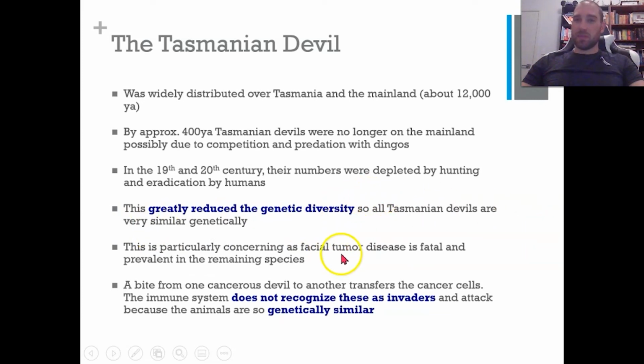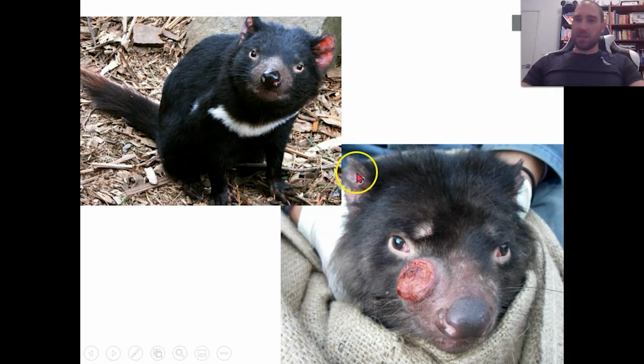This is particularly concerning because there's a facial tumour disease that started appearing in the late 90s, early 2000s. It's very fatal and prevalent in the remaining individuals of the species. Tasmanian devils fight a lot, and a bite from one of the cancerous devils to another transfers cancer cells to the face of the other devil. The immune system doesn't recognise the cancerous cells. Because the Tasmanian devils are so closely related, it doesn't recognise them as even foreign cells, so they're not getting attacked by the immune system. That's due to their very limited genetic diversity. Here's a healthy Tasmanian devil, and here's an unhealthy Tasmanian devil with facial tumour.